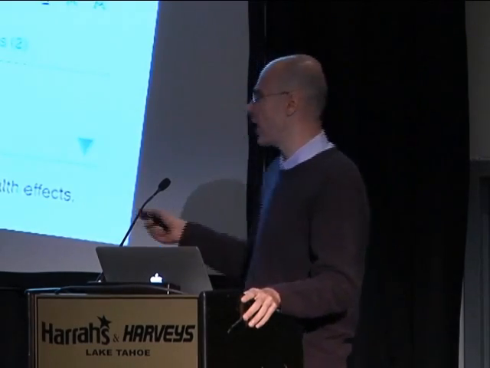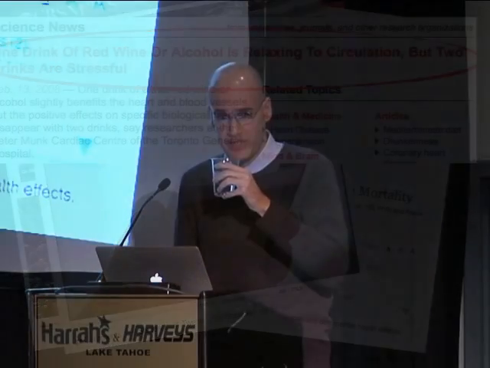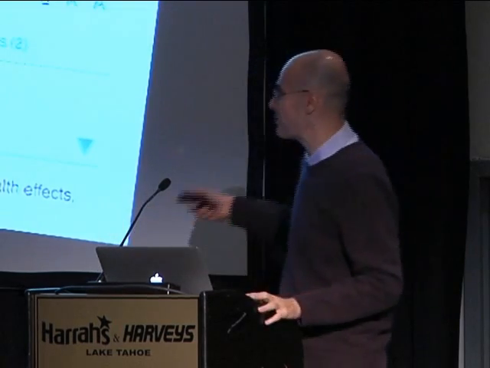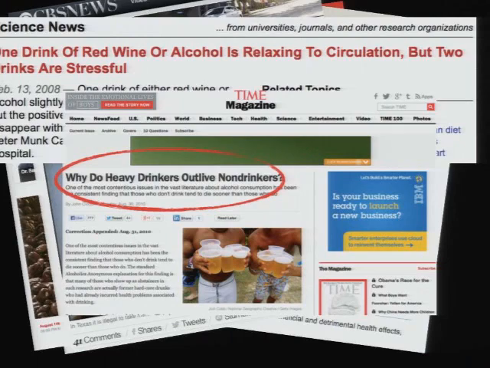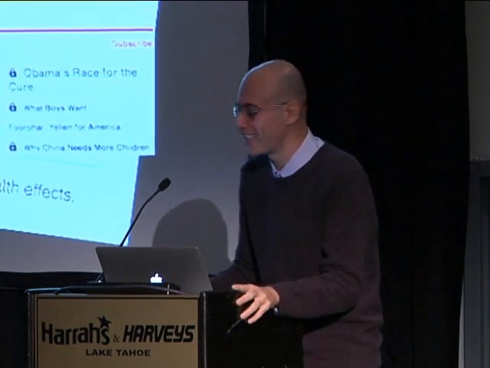For someone that likes to drink, this is bad news. But then you have something not so bad, saying one drink of red wine or alcohol is relaxing to circulation, but perhaps two is too much. It can be stressful. It seems that there is some sort of threshold here. But then you can go for happy news, saying, why do heavy drinkers outlive non-drinkers? Then it's good news, right? There is light at the end of the tunnel.